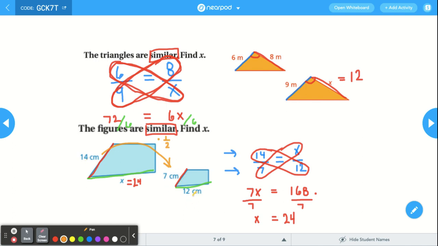So if I want to figure out what the missing bottom on the other side is, I could do 12 times 2 because 24 times 1/2 is 12. So there's a couple different ways that you could have figured this one out. Looks like the larger trapezoid was twice as big, so I could have just multiplied everything by 2 and got 24. If it's not obvious, stick with the cross products.